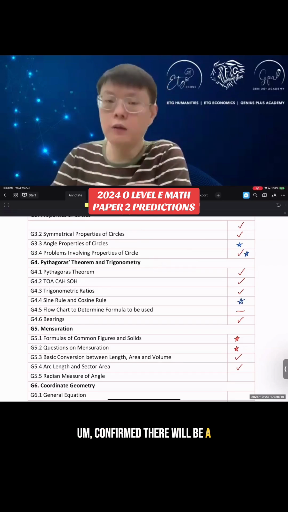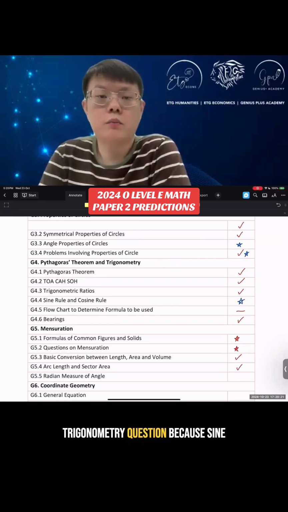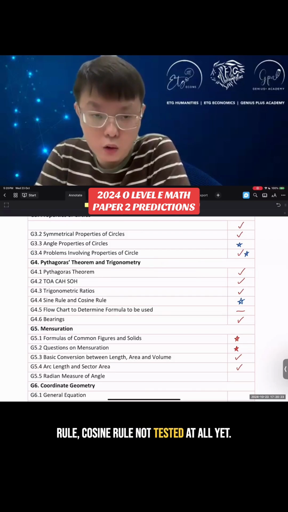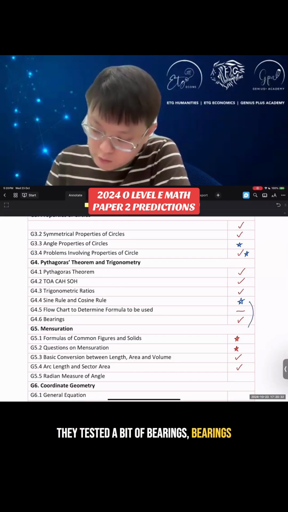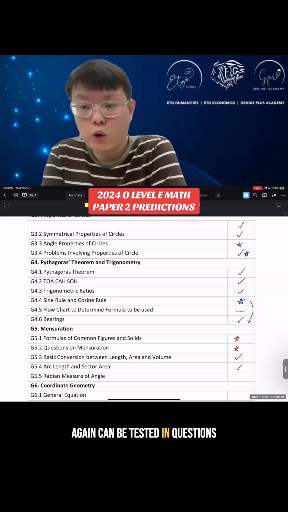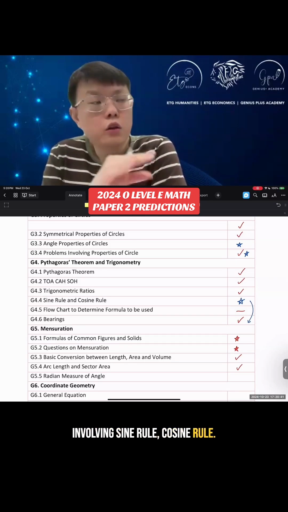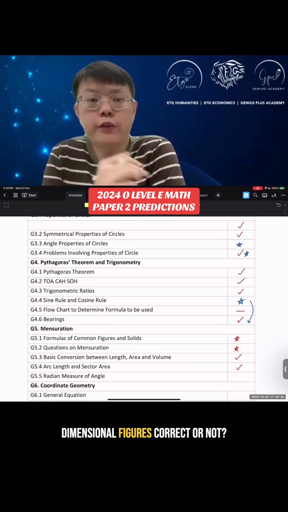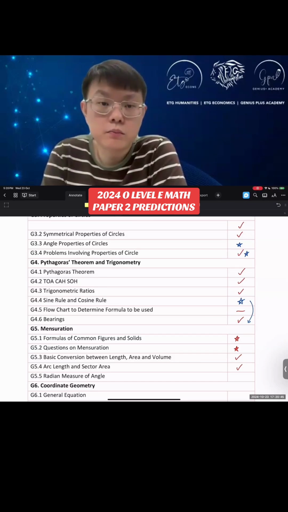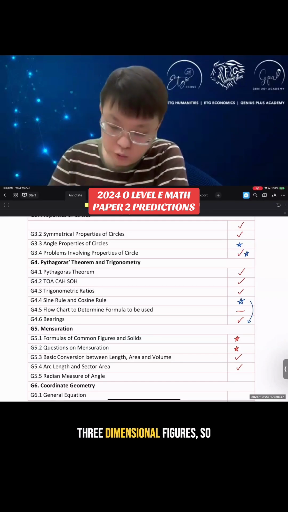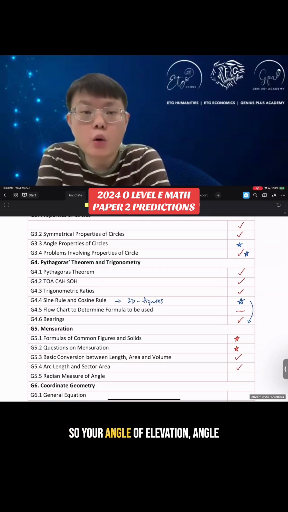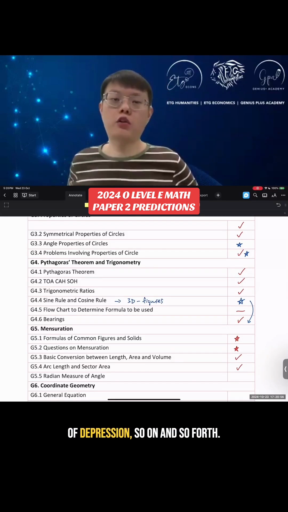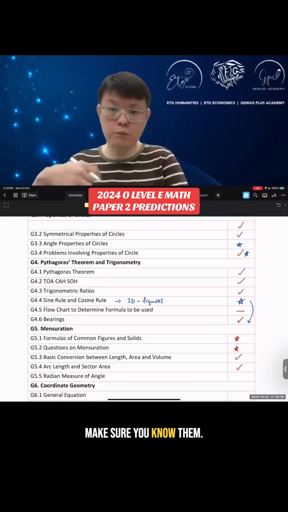Confirm there will be a trigonometry question because sine rule, cosine rule not tested at all yet. They tested a bit of bearings. Bearings, again, can be tested in questions involving sine rule, cosine rule. Notice that there are no three-dimensional figures. There was nothing involving three-dimensional figures. So expect 3D figures to be tested. So your angle of elevation, angle of depression, and so on. Make sure you know them.